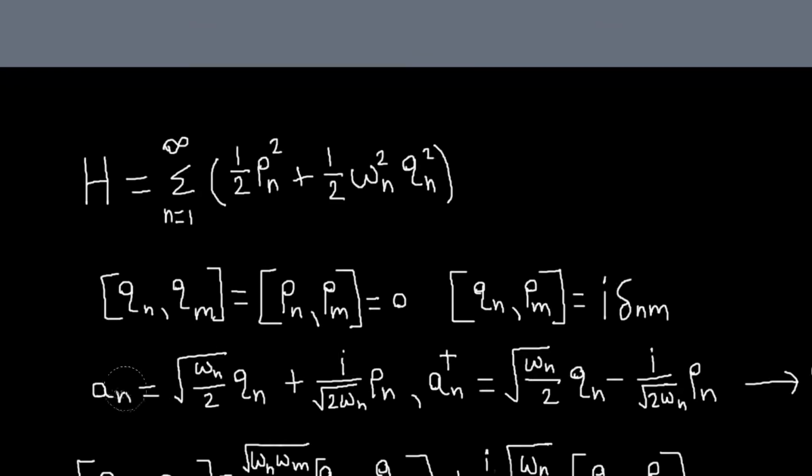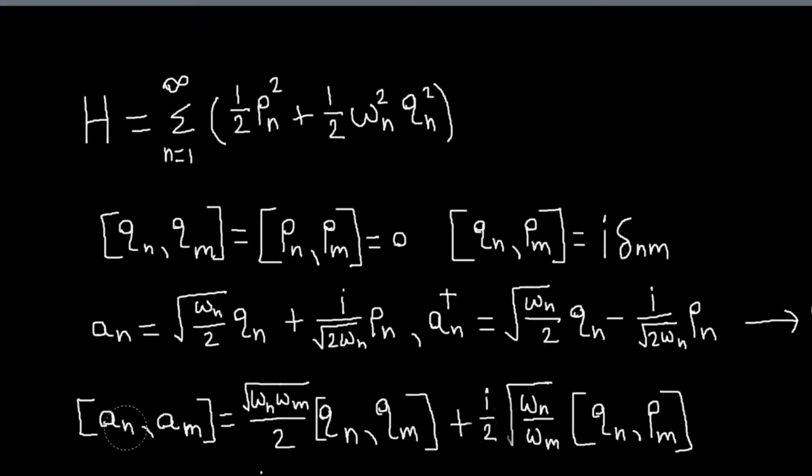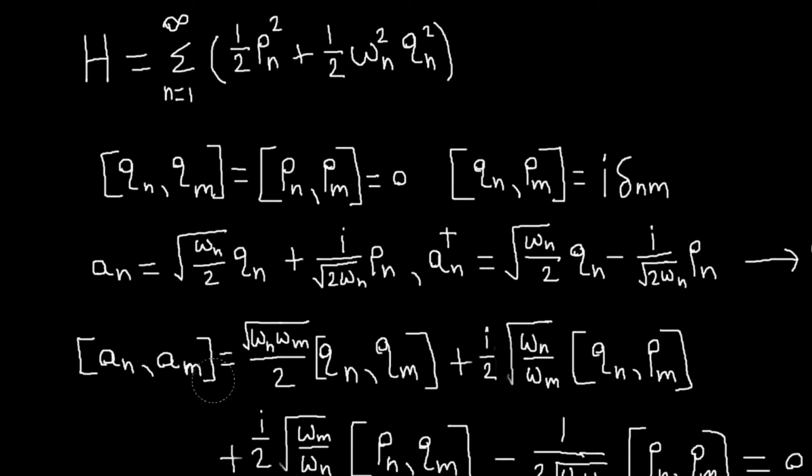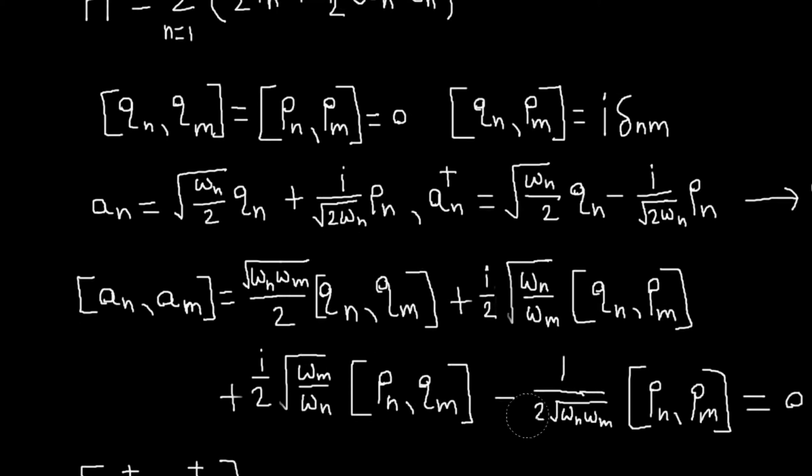show that these operators obey the usual, or some specific kinds of, commutation relations. So, for example, if we compute the commutator of a_n with a_m, using these definitions, you'll just get these four kinds of terms. And then using our commutation relations for the coordinates and momenta, this term will be 0, this term will be 0, and then this term will be minus this term. And so you'll get 0, which is what you would expect.